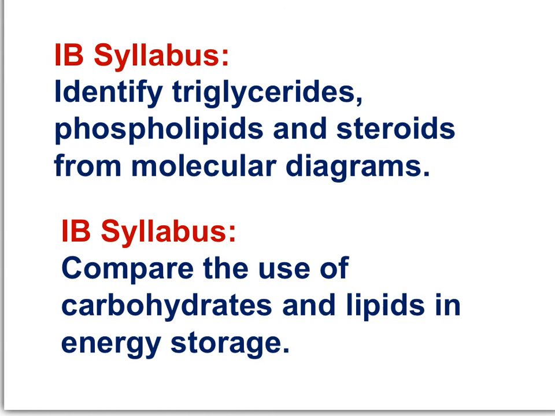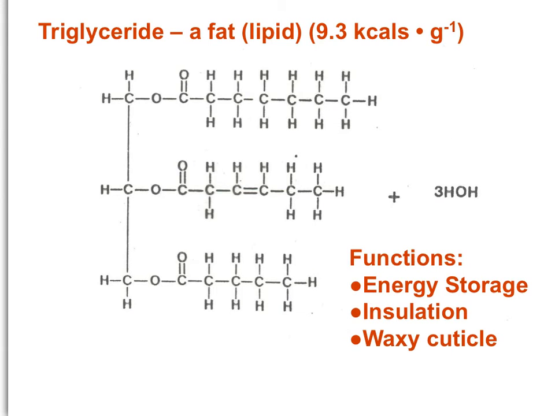The next two IB syllabus statements are: identify triglycerides, phospholipids, and steroids from molecular diagrams. Compare the use of carbohydrates and lipids in energy storage. You should be able to identify triglycerides at this point. I need to introduce you to phospholipids and steroids, and we need to compare carbohydrates and lipids as energy storage molecules. Just to refresh your memory, here is a triglyceride.